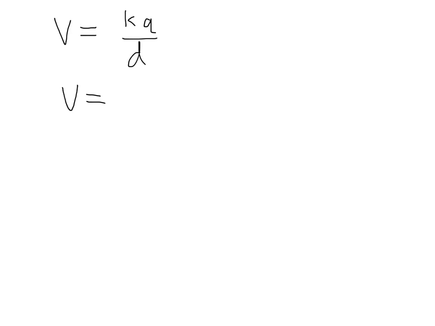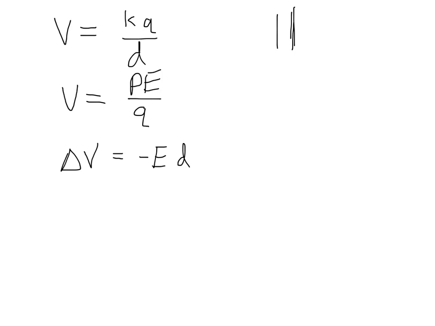Another equation for voltage is the potential energy divided by the charge, and then the change in voltage from one point to another is equal to negative times the electric field times the distance from one point to the other. Remember, a capacitance, or a capacitor, is two plates that end up being charged because they're hooked up to a battery.